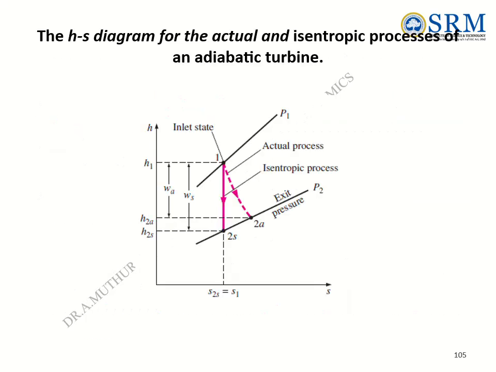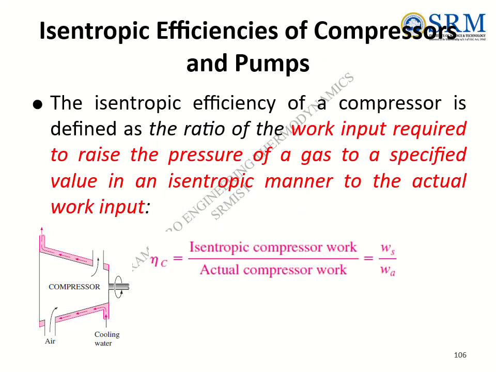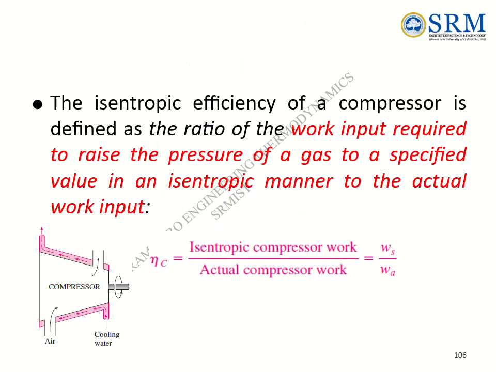The HS diagram for the actual and isentropic processes of an adiabatic turbine. The isentropic efficiency of a compressor is defined as the ratio of the work input required to raise the pressure of a gas to a specified value in an isentropic manner to the actual work input.